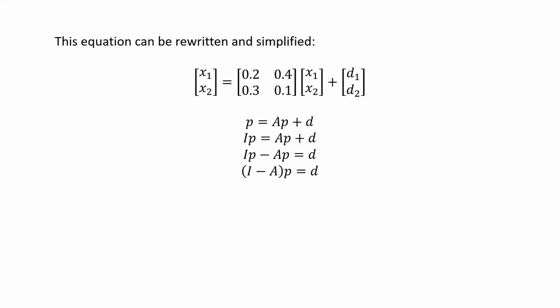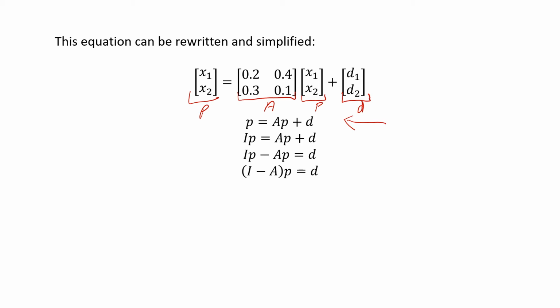So let's take this equation and rewrite it a little bit and simplify it. We can rewrite it as P equals AP plus D, using the P, which we called matrix A. Well, you see that's the P again, and then plus D.